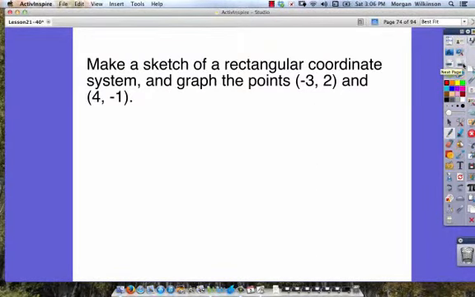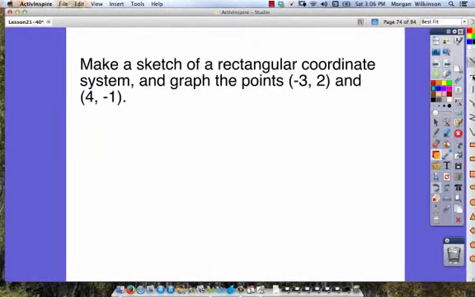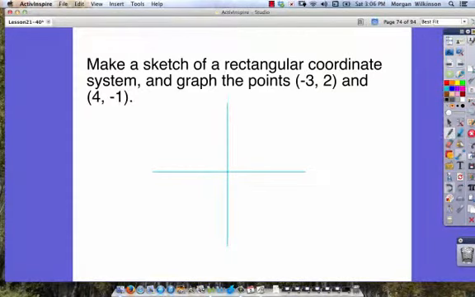Here we want to make a sketch of a rectangular coordinate system and graph the points negative 3, 2, and 4, 1. So when you make a sketch of a rectangular coordinate system, all you need to do is make your X and your Y axes, and we'll redraw that one. In fact, we're going to redraw the original one, because when we do these, we want a nice straight edge. So we're going to use our straight line tool. We've got our x-axis, we've got our y-axis, and then we've got our points in between. When we're sketching, we're going to make them as evenly spaced as possible.